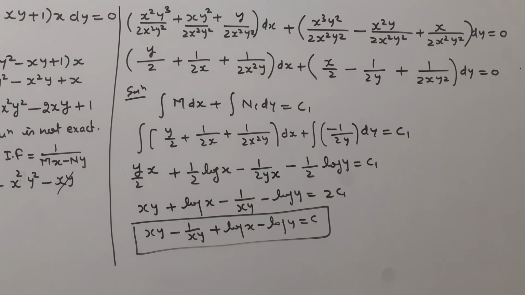If the given differential equation M dx plus N dy is equal to 0 is not exact, then we use method 1. First we see if M is equal to y multiplied by f1(xy) and N is equal to x multiplied by f2(xy), then the given differential equation multiplied by the integrating factor reduces to exact form. Here the integrating factor is 1 upon (Mx minus Ny).